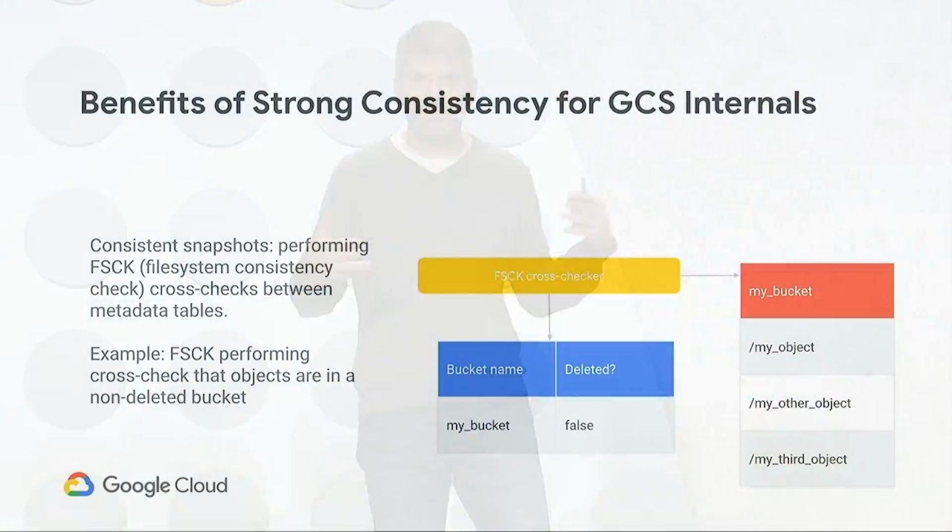Okay, so here's another example of how we're taking advantage of Spanner's strong consistency. GCS has an FSCK, a file system consistency checker. This is something that most storage systems have. It's a process that runs in the background and validates that all of the metadata in the storage system is correct, that it's free of inconsistencies.